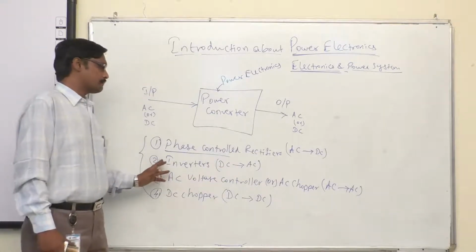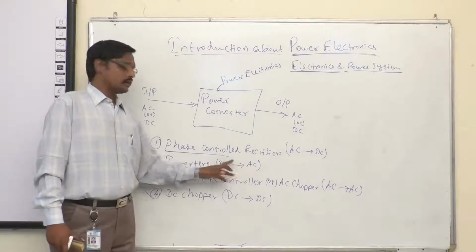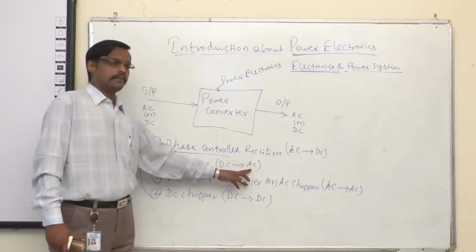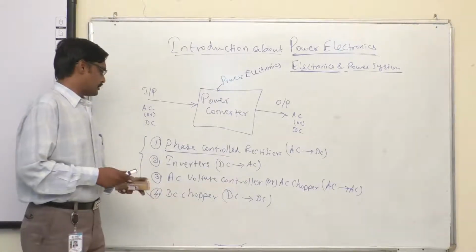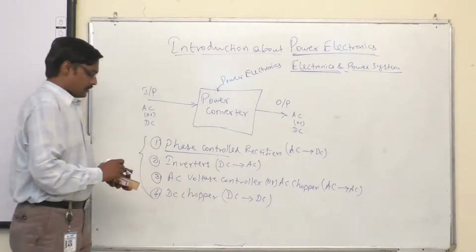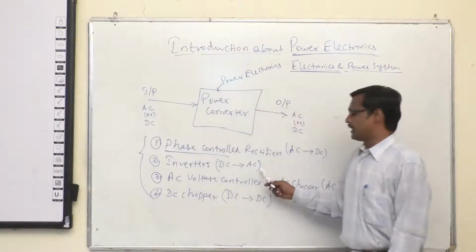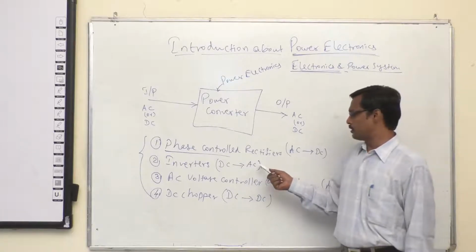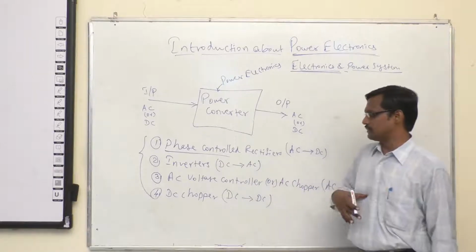Then the inverter, which converts DC supply into AC supply. Again, the output may be a fixed one or a variable one. While converting DC into AC, the input DC voltage is fixed, and the output AC may be any value. We can control the output voltage magnitude as well as the frequency. That is the major advantage of this inverter.